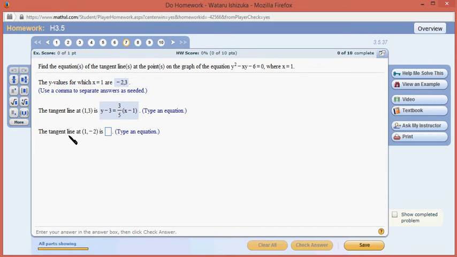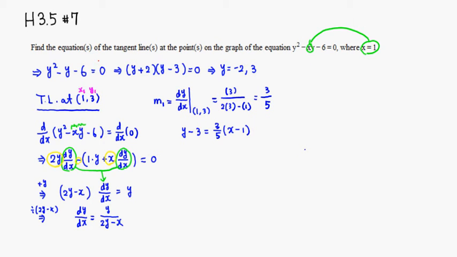Then we want the tangent line at the other point, (1, -2). To find another slope, which I'll call M2, all you have to do is evaluate the same derivative that we found from implicit differentiation at (1, -2). Let's do that.